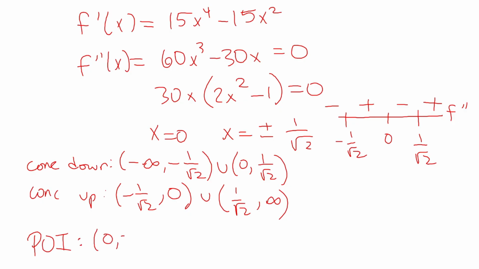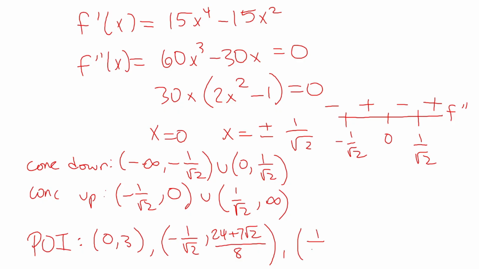Okay. And our other points of inflection come from evaluating the original function at -1 over root 2 and +1 over root 2. I'm not going to go through the arithmetic on that. I won't give you arithmetic that's that annoying to do on the test. So -1 over root 2 came out to be 24 plus 7 root 2 over 8. Right? And +1 over root 2 came out to be 24 minus 7 root 2 over 8. And again, I'm not going to do the arithmetic. You can do that on your own if you want.